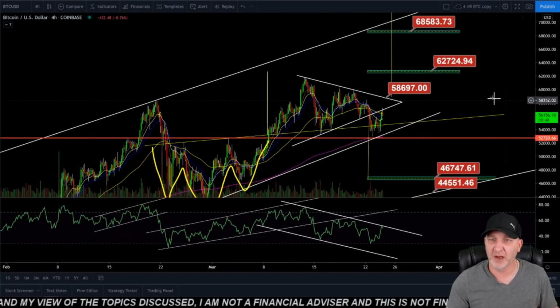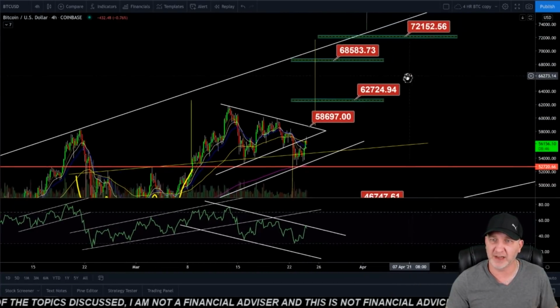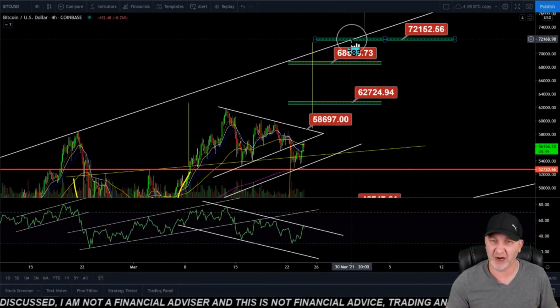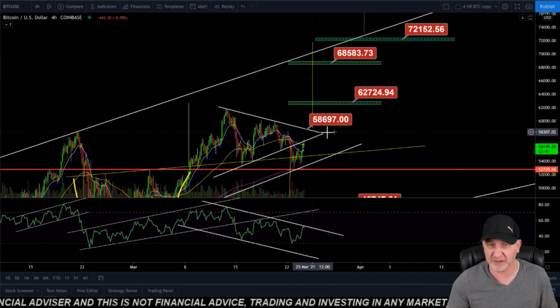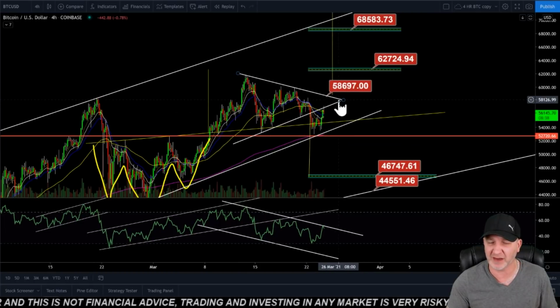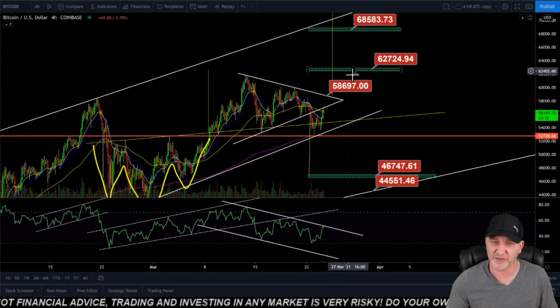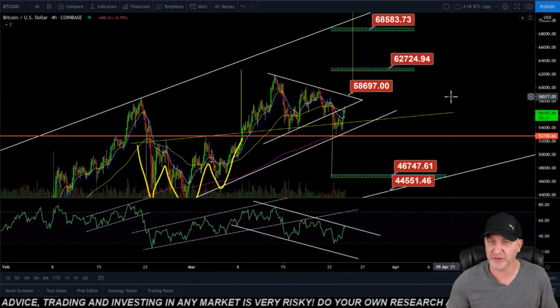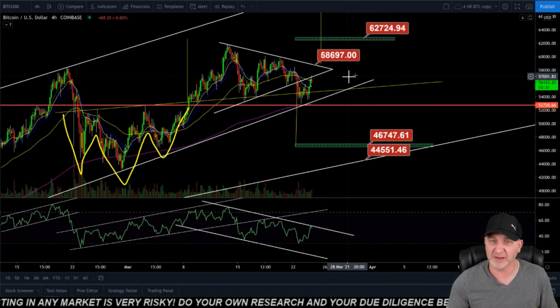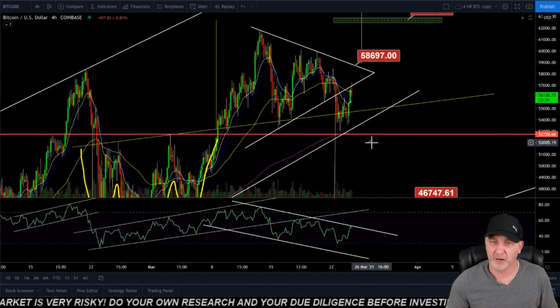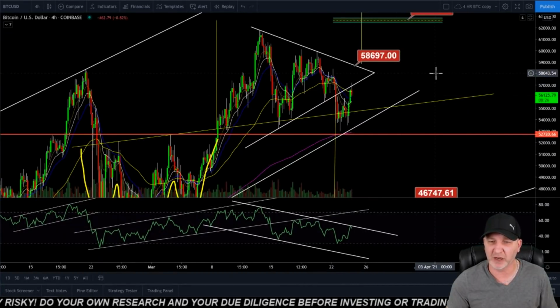We do have a bigger measured move to come up and retest the top of the rising broadening wedge, which is 72,000. That's also a possibility if we pass that 59,000. But like I said, I would watch for rejection right here around the 62 to 64 if we get up there. Otherwise, if we can't get back inside this triangle right here, I believe we're going to continue down from here.